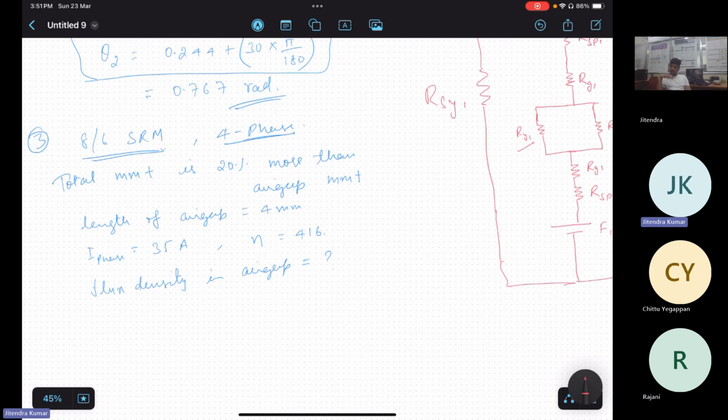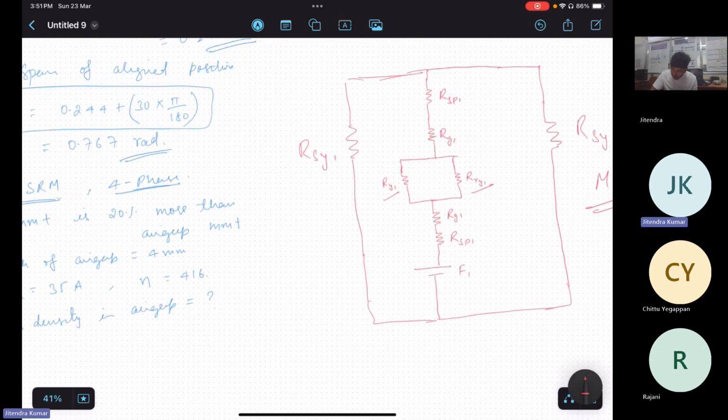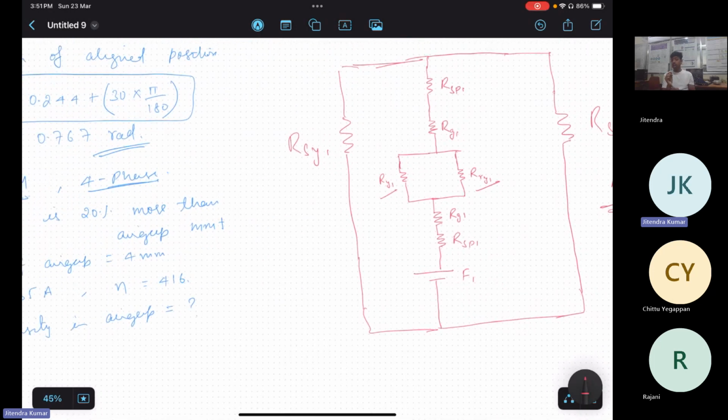Exactly. So now to calculate H, what do we have to do? HL is equal to Ni, so H will be equal to Ni by L. Okay, you are correct, but I would partially correct you: L you are referring to is the length of the air gap. Yes, sir. Since in this magnetic equivalent circuit for one pole it will cross the air gap two times, you have to take twice the length of the air gap.